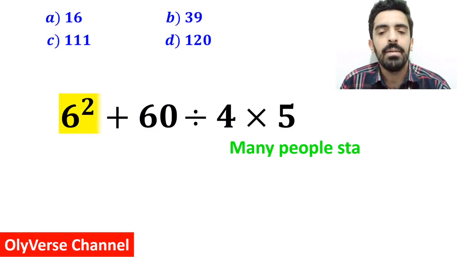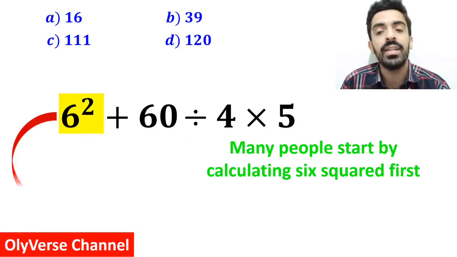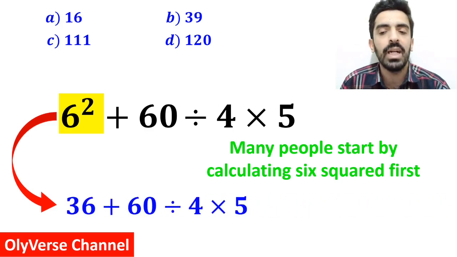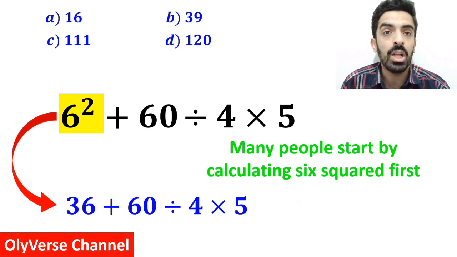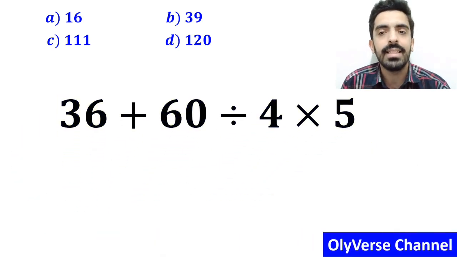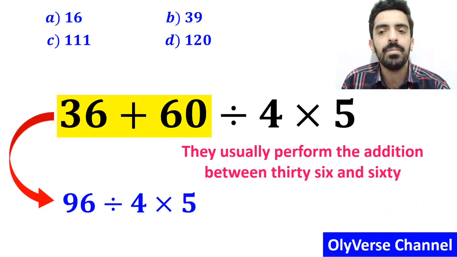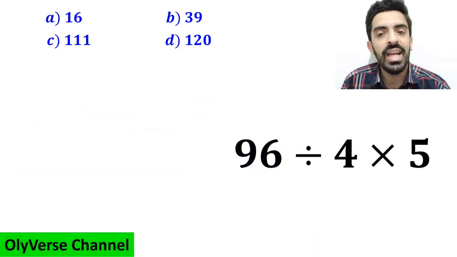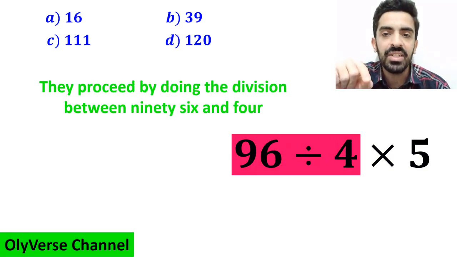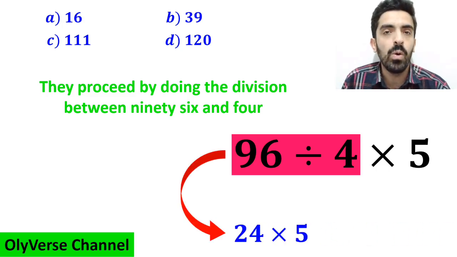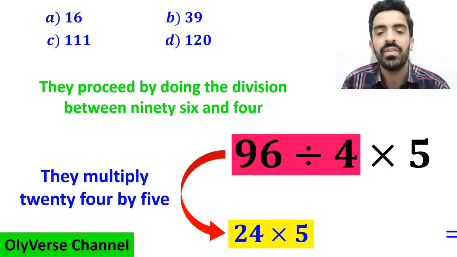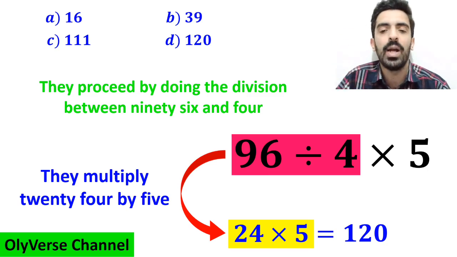To solve this question, many people start by calculating 6 squared first, and instead of the original expression, they rewrite it as 36 plus 60 divided by 4 multiplied by 5. In the next step, they usually perform the addition between 36 and 60 and simplify this expression to 96 divided by 4 multiplied by 5. Then, they proceed by doing the division between 96 and 4, which gives them 24 multiplied by 5. And finally, they multiply 24 by 5, which ends up with the answer 120.